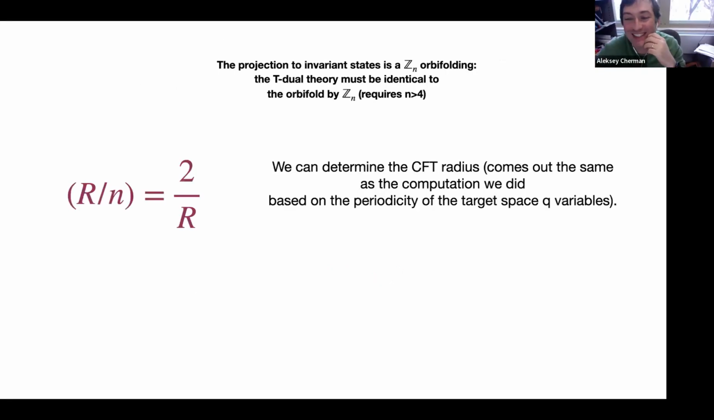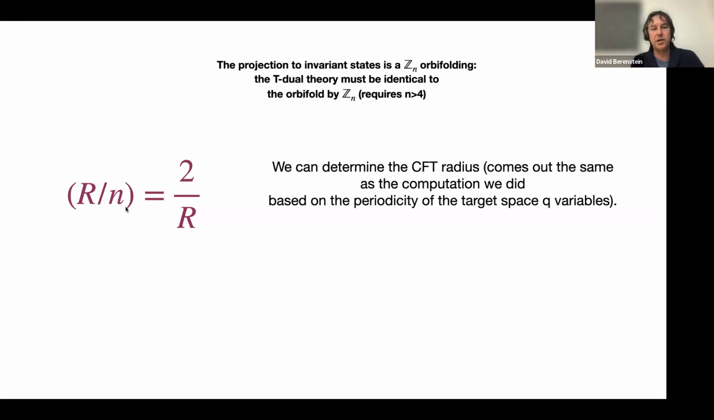Okay, so here's the goal. The projection to invariant states is a Zn orbifolding. This is what we're taught in conformal field theory. And the T-dual theory is what you also get by translation by 1. So if those two things are the same, translation by 1 and Zn orbifolding needs to be the same thing. Sorry, T-duality and Zn orbifolding needs to be the same thing.